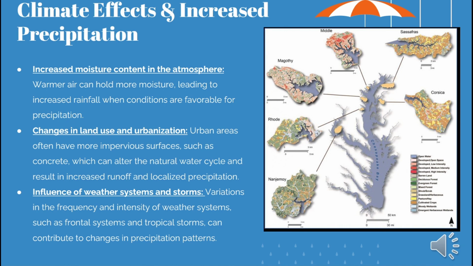Influence of weather systems and storms. Variations in the frequency and intensity of weather systems, such as frontal systems and tropical storms, can contribute to changes in the precipitation patterns. The picture on the side shows the geographical scale of the Chesapeake Bay area and how it might affect the increase in precipitation in the region.